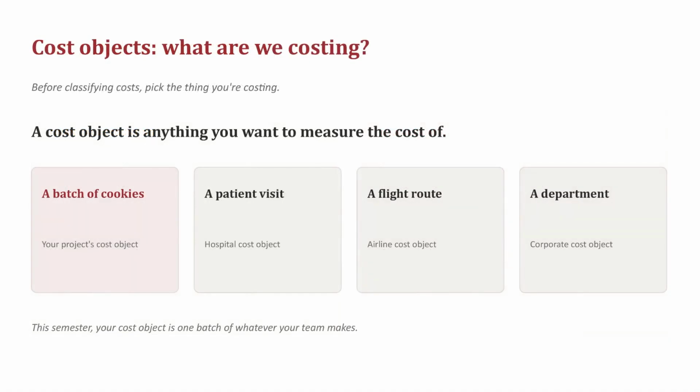Before we classify anything, we have to decide what we are costing. That thing is called the cost object, simply the specific item or activity whose cost we want to measure. It could be a batch of cookies, a patient visit, a flight route, or a department. For this class, the cost object is one batch of your team's product. That choice matters because it determines what counts as direct and what counts as indirect. So keep asking, what is the cost object and what costs belong to it?